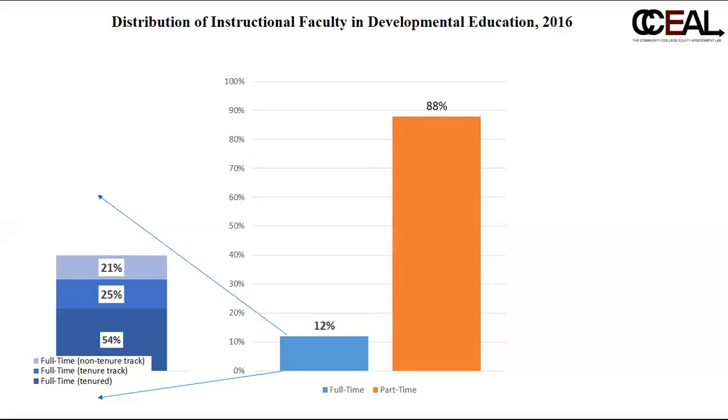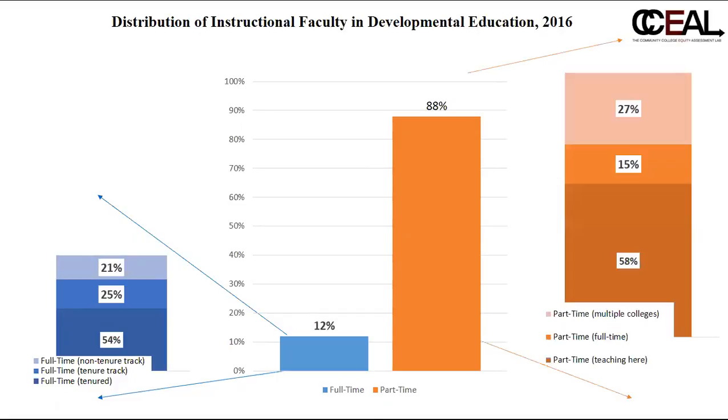So let's take a look here. Among those who are faculty members in developmental education, again, 12% of those are full-timers, and you can see that 54% of those are tenured faculty, 25% are tenure track and 21% are non-tenure track. Now, I show that for information purposes, but look at this next piece here.